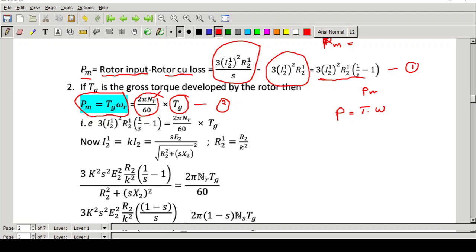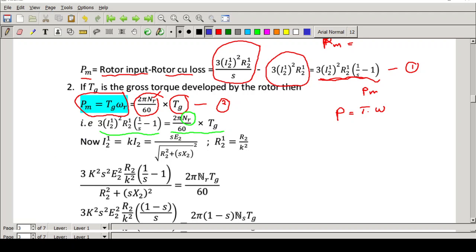3 into I2 dash the whole squared R2 dash (1/S minus 1) is equal to this expression, I am equating it with equation number 2, that is 2 pi nr by 60 into Tg. Here you can see we already got a speed term. This is what we want because we are going to find a relation between torque and speed. Now next we will see what substitutions we can do here.